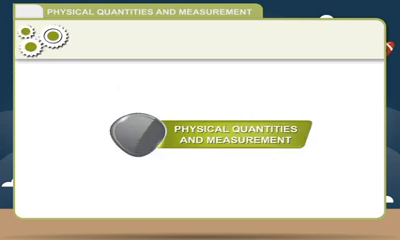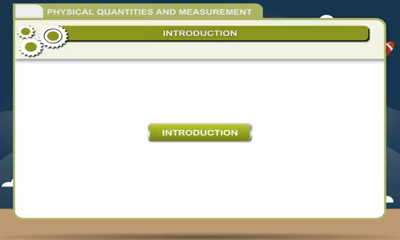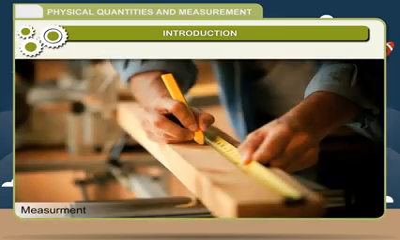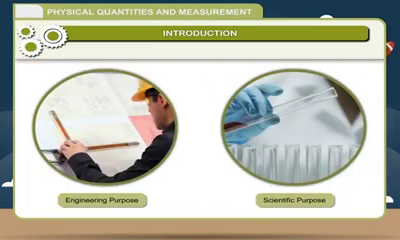Physical quantities and measurements. Introduction. Measurement is highly important for the accurate study of matter. Accurate and precise measurements are very much needed for engineering and scientific purposes too.